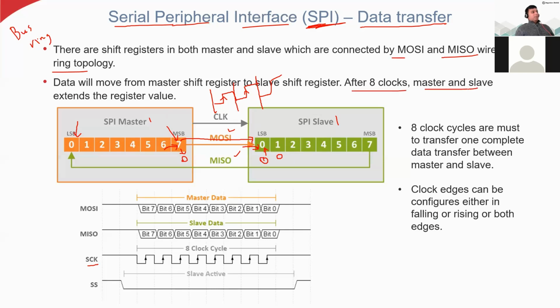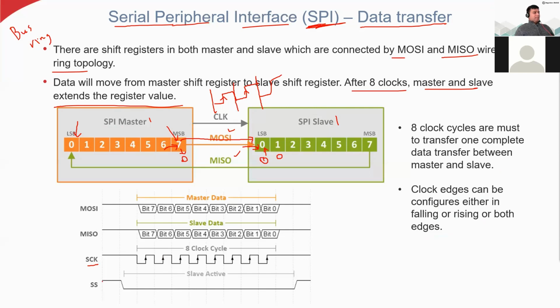After 8 clocks, master and slave exchange the register value. So after the 8 clock cycles, the first data frame is already transferred. Then the next transfer will start if the master is updated with the new data. So 8 clock cycles are a must to transfer one complete data between master and slave. And clock edges can be configured either in falling or rising, or both edges.